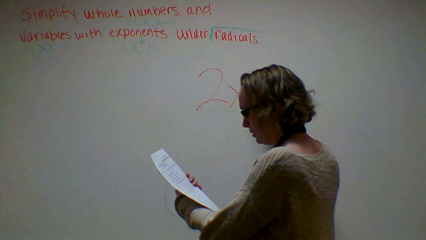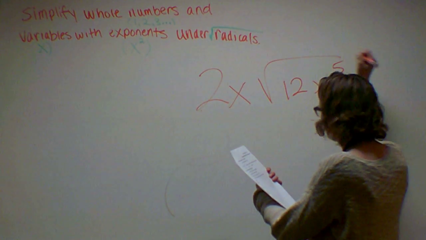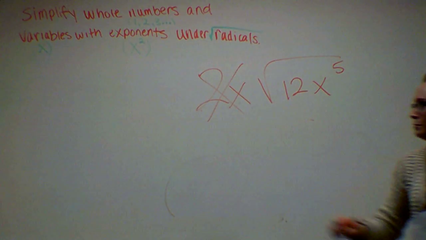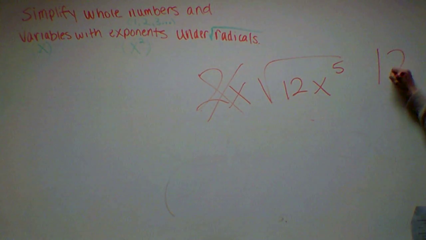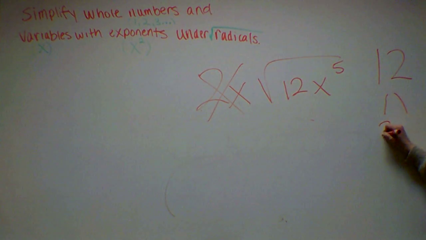2x square root of 12x to the 5th. What is different about this one? There's something on the outside. Great. Don't let it get you all upset. We're just going to pretend it's not there for right now. Just forget about it. So, we have to list the factors of 12. What can I multiply to get 12? 3 and 4.